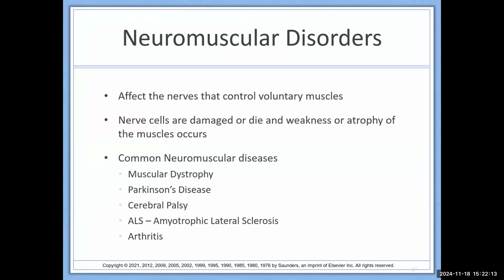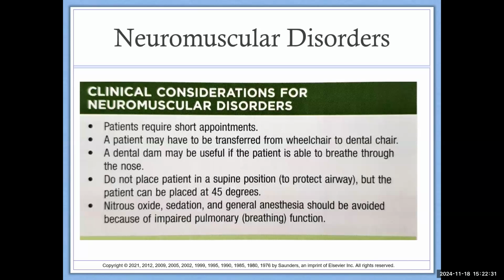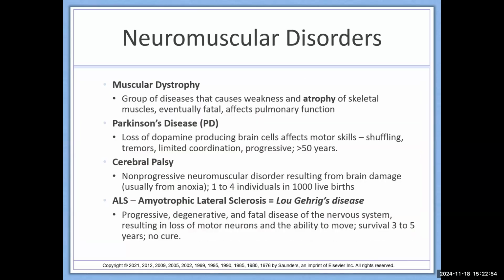Neuromuscular disorders affect the nerves that control voluntary muscles. Examples of those are muscular dystrophy, Parkinson's disease, cerebral palsy, ALS, amyotrophic lateral sclerosis, and arthritis. So there are some clinical considerations. Once again, shorter appointments. Patients have to be transferred from the wheelchair to the dental chair. A dental dam may be useful if the patient can breathe through their nose. Again, keep them at a 45-degree angle. We should avoid sedation like general anesthesia and nitrous oxide if they have some impairment of breathing.